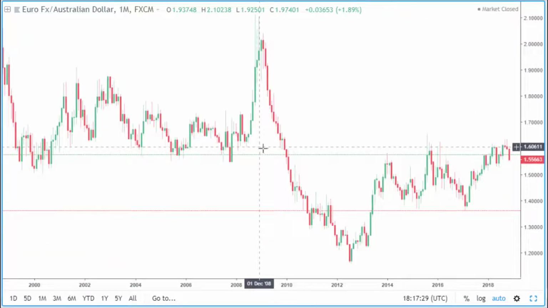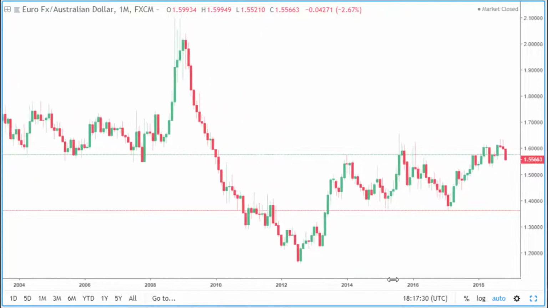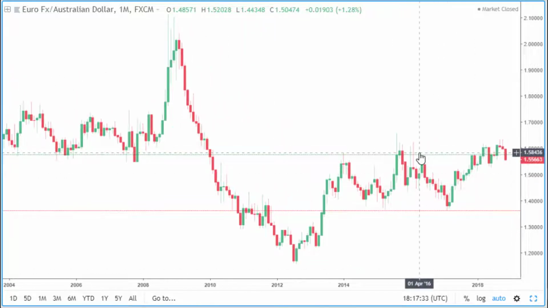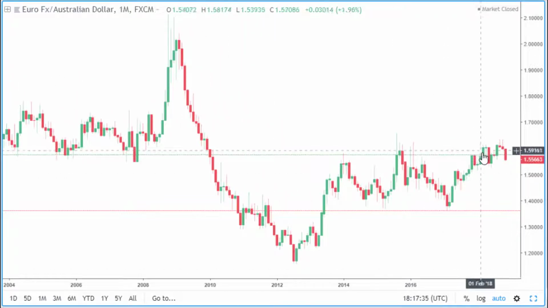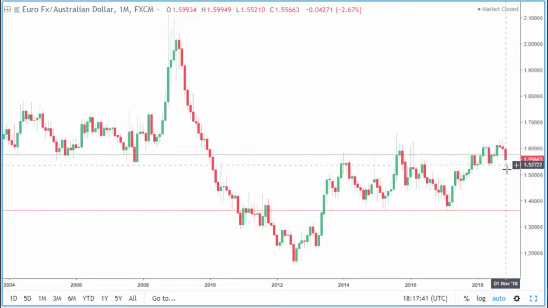So if we start off by looking at the monthly time frame, we can see that price tried to break above last year's high around here and around here, but has since moved back down below last year's high and is heading in a downwards direction. So we may see price continue to head down, and it may come as low as last year's low.